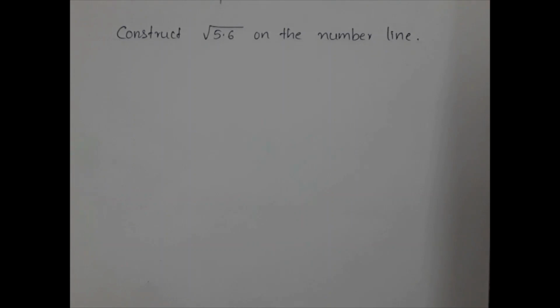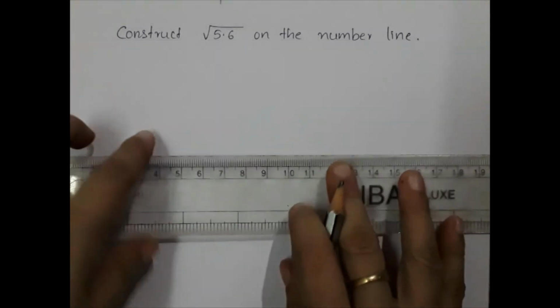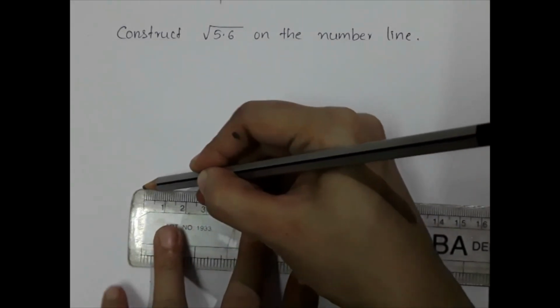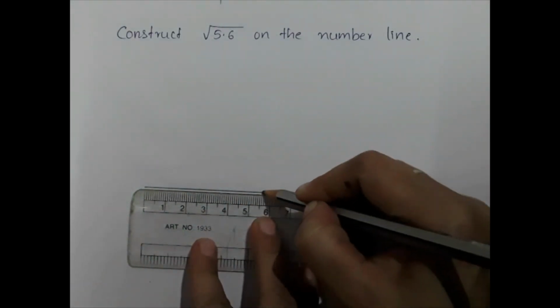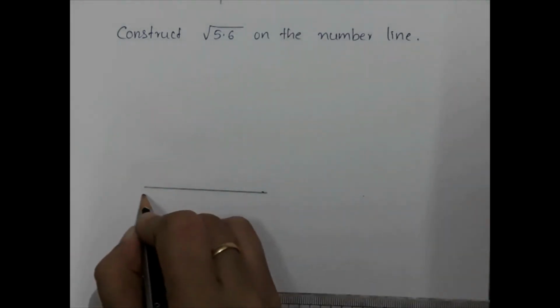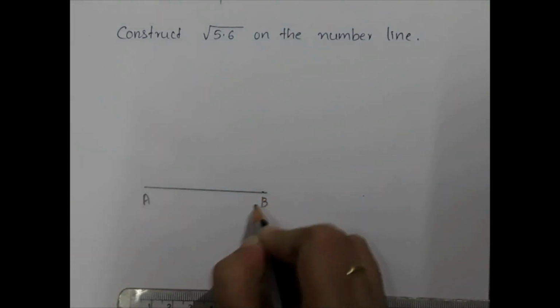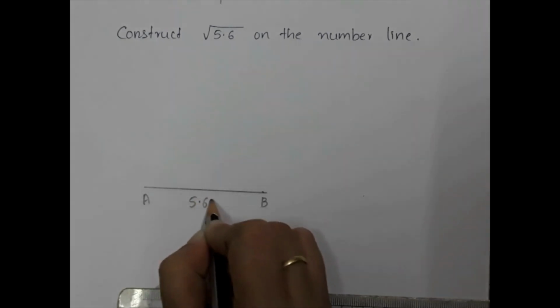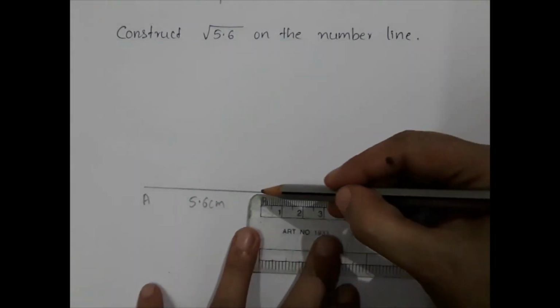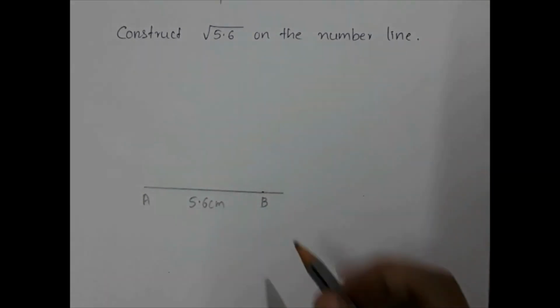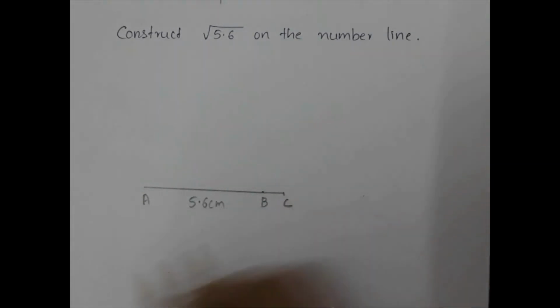So what you have to take first? You have to take AB as 5.6 first. So AB will be 5.6 centimeter. After that again you want to take 1 centimeter, so that will be equal to C. Every time you have to take BC as 1 centimeter. No change in that. Okay.